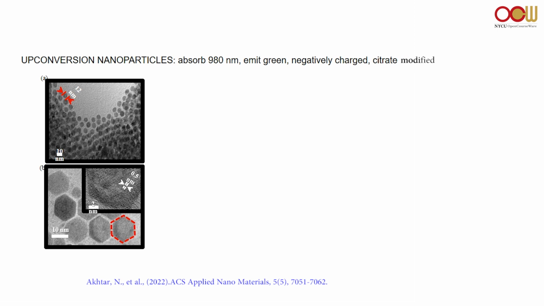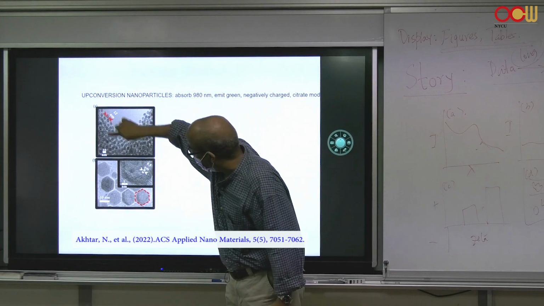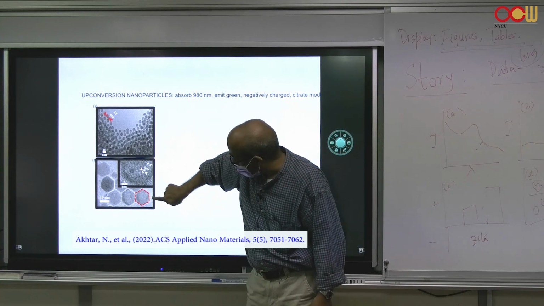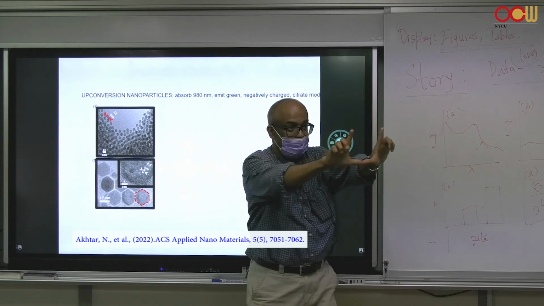What next? I do more experiments, more high resolution camera. I show each of these is looking like that. So I mark them with a red dash. And they look like hexagons, not circle.